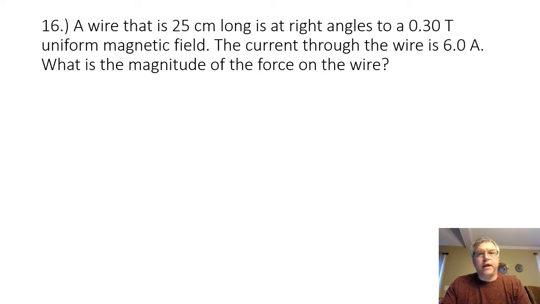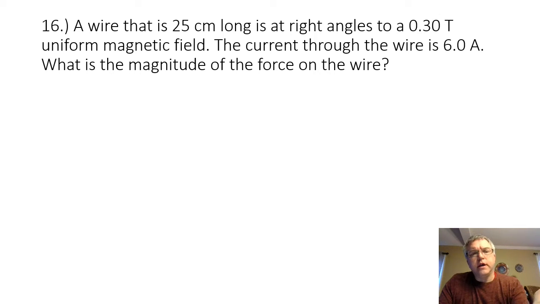Hello everybody. In this video we are going to be looking at the solutions to the college prep magnetism homework problems 16 through 20. Let's take a look at problem 16. We have a wire that is 25 centimeters long, is at right angles with a 0.30 Tesla uniform magnetic field. The current through the wire is 6.0 amps, and what is the magnitude of the force on the wire?